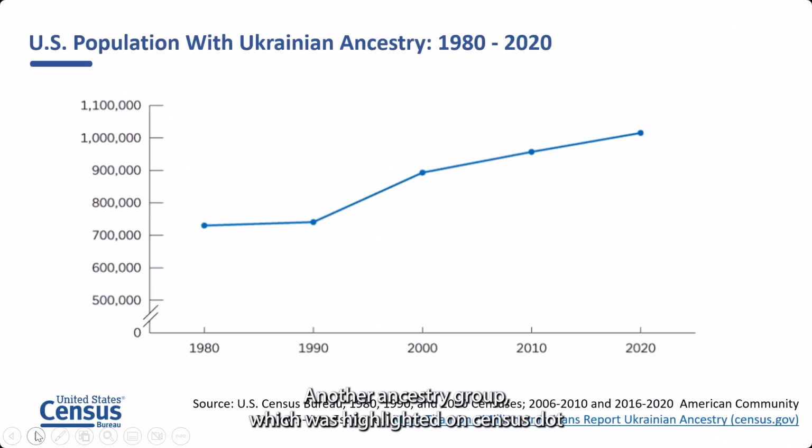Another ancestry group, which was highlighted on census.gov in an America Counts article, is the population of Ukrainian ancestry. This simple line chart illustrates how the population with Ukrainian ancestry did not grow substantially in the 1980s, but grew at a faster rate during the 1990s after the breakup of the Soviet republics. According to the 2022 American Community Survey data released earlier this month, the total population reporting Ukrainian ancestry in the US was over 1.6 million.